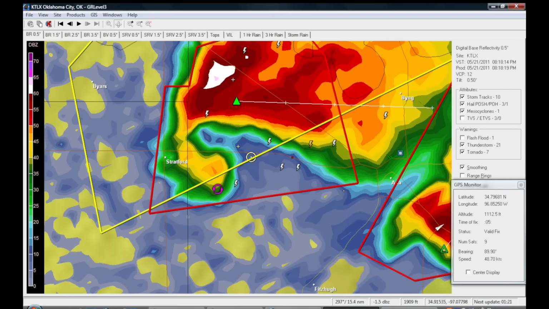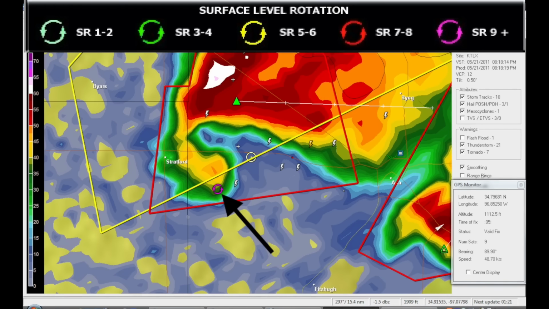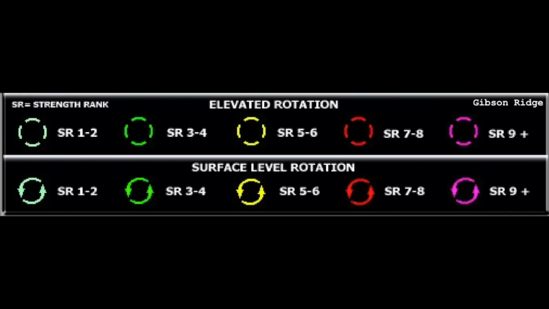In most radar programs, mesocyclones detected by the MDA are identified with a circle. Color schemes for mesocyclone intensity may vary based on which radar program you use. Typically, green circles indicate weaker mesocyclones, while red and purple circles indicate stronger ones. Some radar programs differentiate between mid-level and low-level mesocyclones as well. For example, Gibson Ridge software uses a dashed circle for mid-level mesocyclones and a more solid circle for low-level mesocyclones.